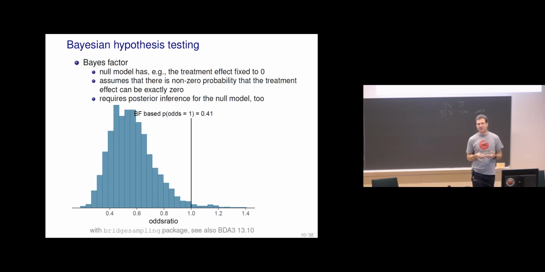Bayes factor was discussed briefly in chapter 7. Here are some examples for the same case. Now it has the specific assumption that the odds ratio 1, treatment effect 0, has non-zero probability, that there's a non-zero probability that it can be exactly this. For something like beta blockers, I think it's more likely that with that kind of drug there would always be zero probability that it would be exactly something.